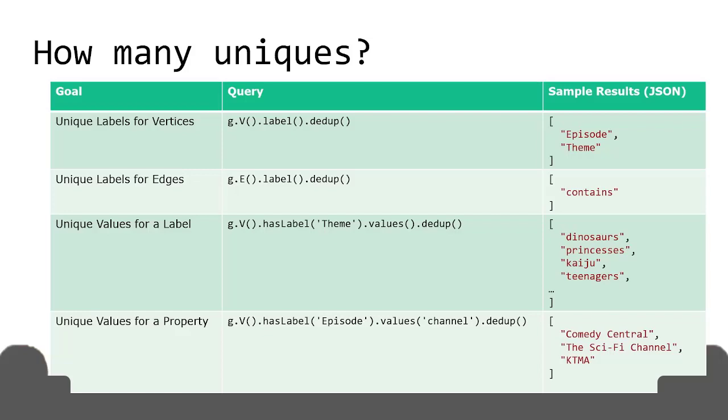Then unique values for our property. So if you want to go even more specific and see what channels these episodes are available on, we could do g.V().hasLabel('episode'), so just give us the episodes. .values('channel'), we're only looking at that channel property for these episodes. .dedup(), we want it unique. Notice we come back with Comedy Central, Sci-Fi Channel, and KTMA.